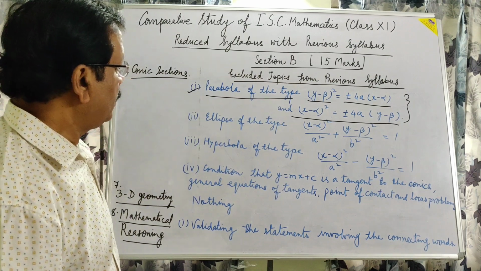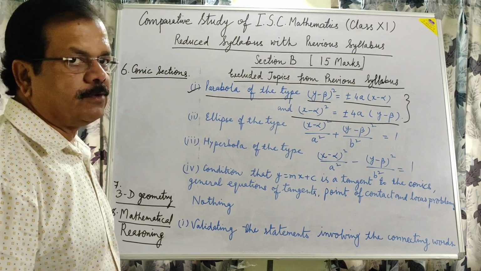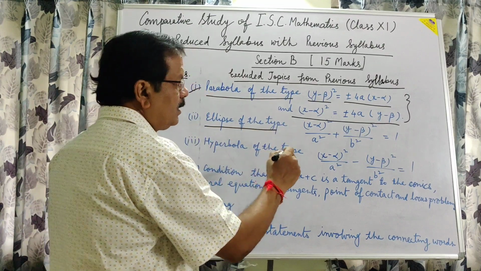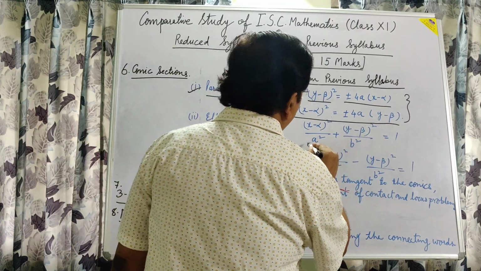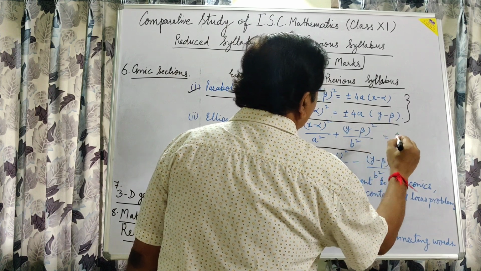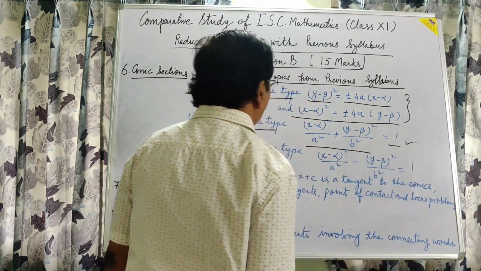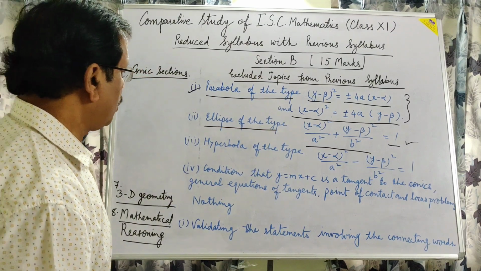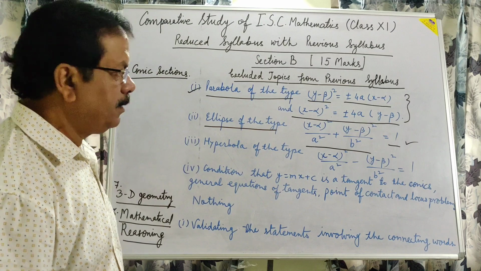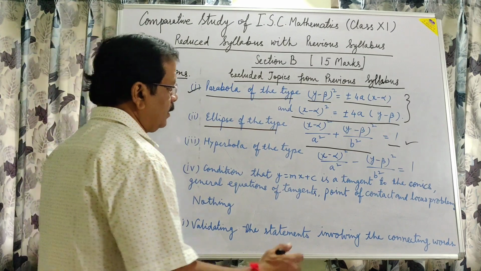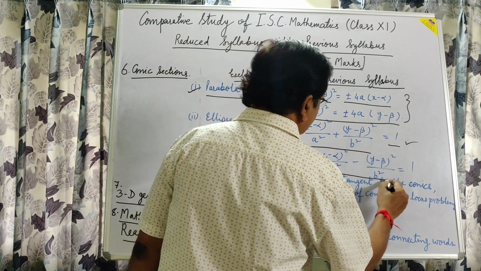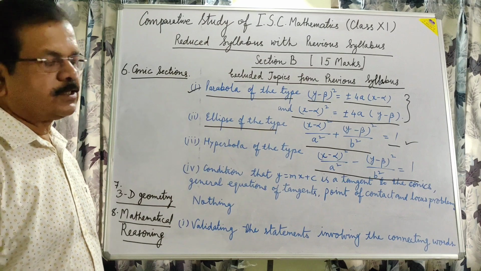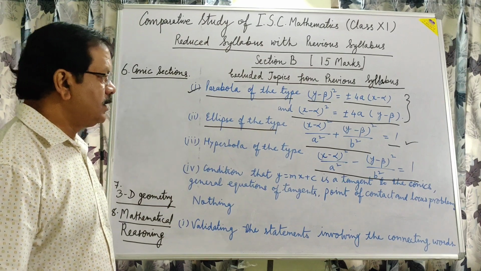Second subtopic which is excluded from the chapter conic section, that is ellipse of the type (x minus alpha) whole square upon a square plus (y minus beta) whole square upon b square is equal to 1. This is excluded from the previous syllabus. And third subtopic, hyperbola of the type (x minus alpha) whole square upon a square minus (y minus beta) whole square upon b square is equal to 1, excluded from the previous syllabus.